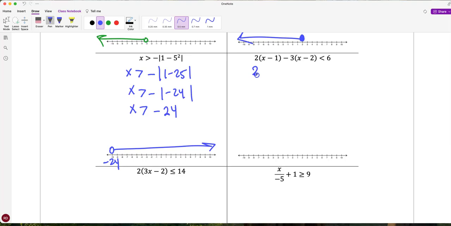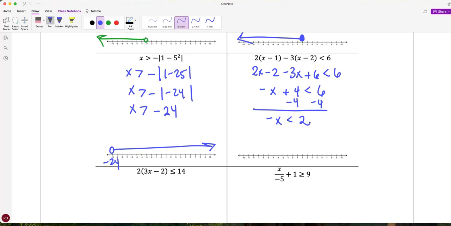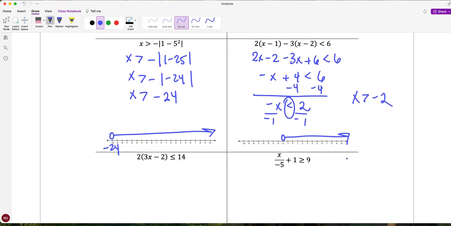Next one, if I distribute: 2x minus 2 minus 3x plus 6 less than 6. 2x minus 3x is negative x plus 4 is less than 6. Subtract 4 from both sides. Negative x is less than 2. Now I'm going to need to divide by negative 1 or multiply by negative 1. That's going to change this inequality. x is greater than negative 2. So negative 2, all the numbers that are greater than negative 2.